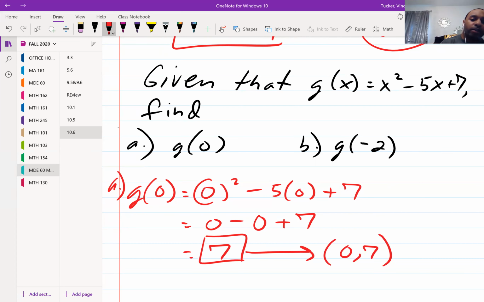So you should be able to give either or. When you solve it, you get 7. But if they want the ordered pair, know that you plugged in 0 and got out 7. So the ordered pair should be (0, 7).